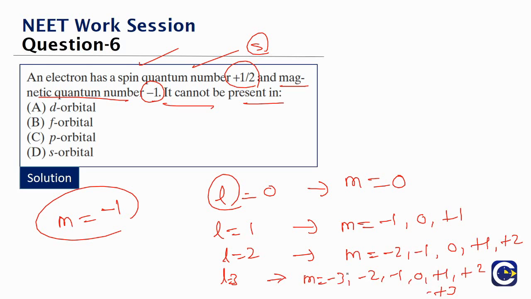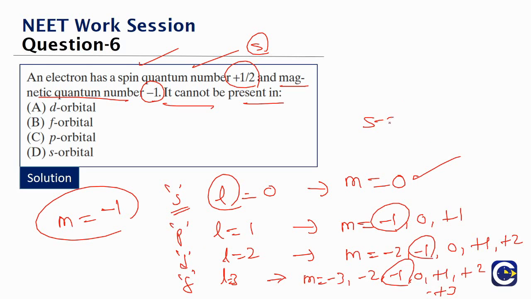So what is the bottom line here? This is representing s, this is representing p, this is representing d, this is representing f. So here m = -1 is possible, here possible, here possible. The only place where m = -1 is not possible is the s orbital, because for the s orbital the magnetic quantum number will be fixed. What is it? m equal to 0.